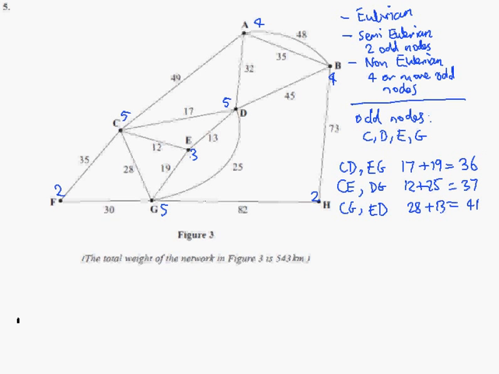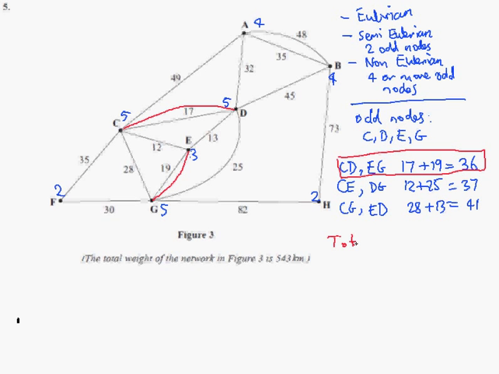Well, 36 is the smallest number, so this little pairing is the most efficient one. So we'd only have to repeat 36 kilometers. So we would do C to D. This is what we're going to add in. C to D and E to G here. And now we've created an Eulerian graph which we can traverse, and we've only added in an extra 36.